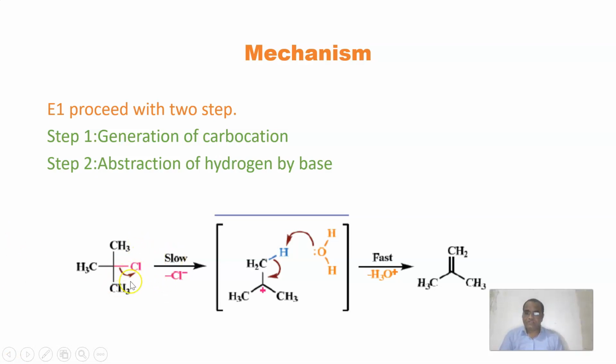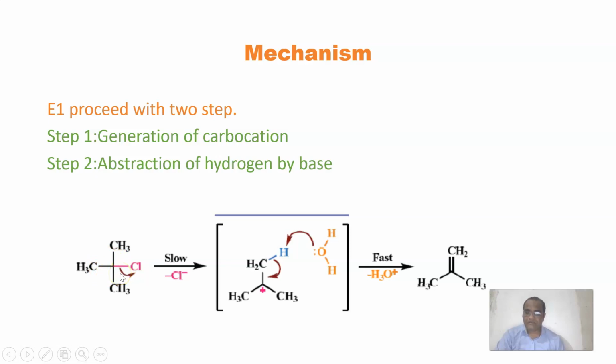The halogen departs. In the case of E2, we saw that after forming a pi bond, the halogen simultaneously departs. But in the case of E1, it is different. The halogen departs first from the alkyl halide molecule, and once the halogen departs, it forms a carbocation. A carbocation is nothing but a carbon with a positive center.